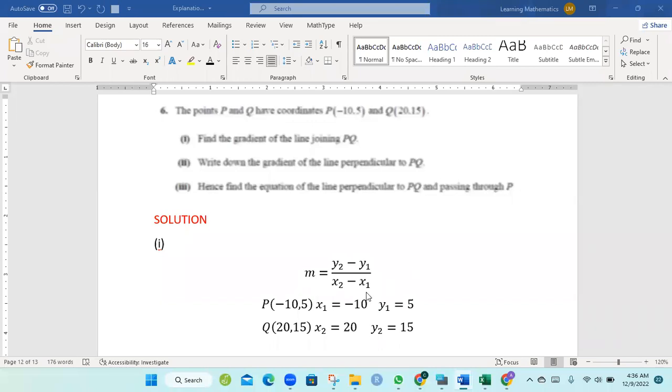So we can use point P to establish what is x1 and y1. So x1 will be negative 10 and y1 will be 5. And point Q, we can use for x2 and y2. So 20 will be x2 and y2 will be 15. So we can substitute these values into the formula for gradient.